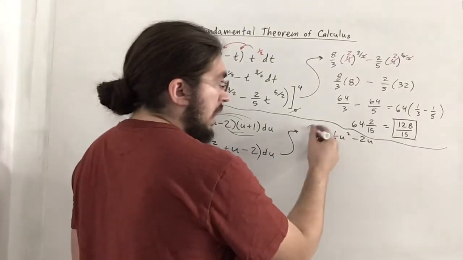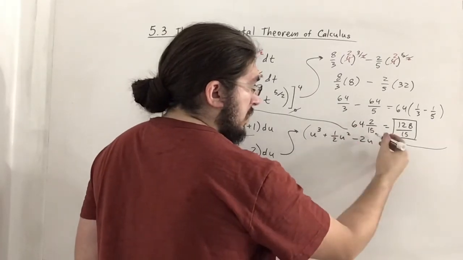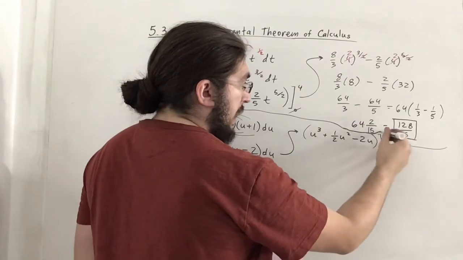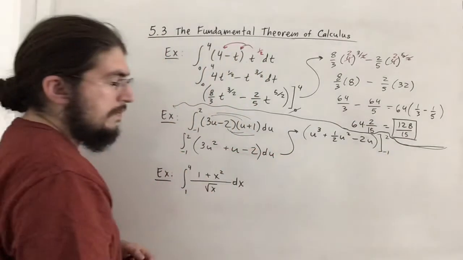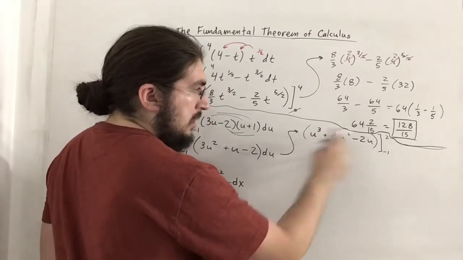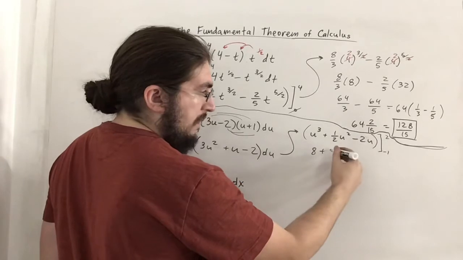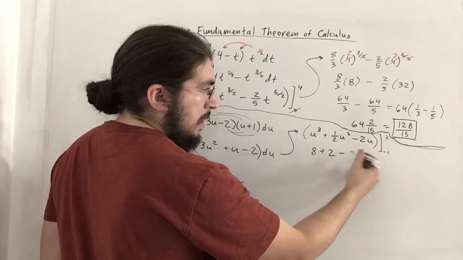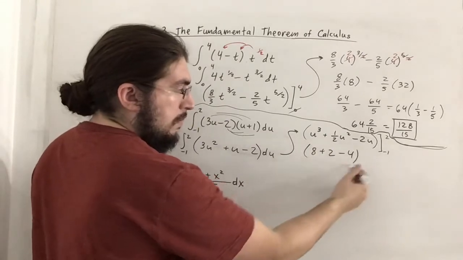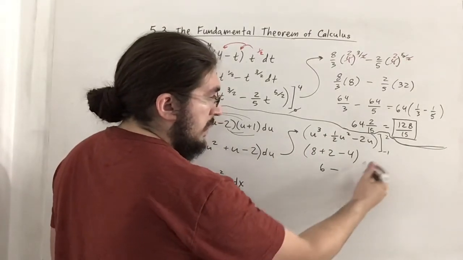Now we need to evaluate this between the values -1 and 2. That looks okay, I think. So plug in 2. I'm going to be a little quick about this. 2 to the 3rd is 8, plus 1/2 times 2 squared. 2 squared is 4, 1/2 of 4 is 2. Minus 2 times 2, which is 4. So this is 8 plus 2, which is 10, minus 4. So that's going to be 6 for the first evaluation.